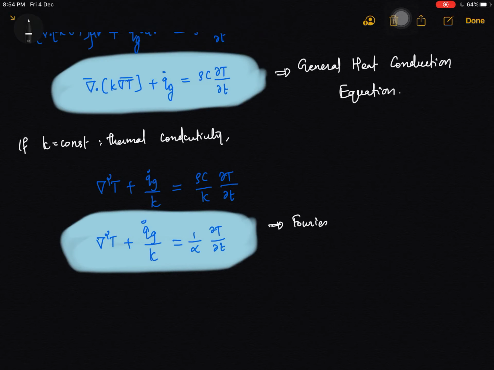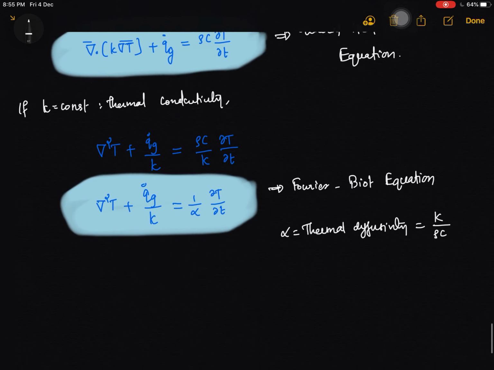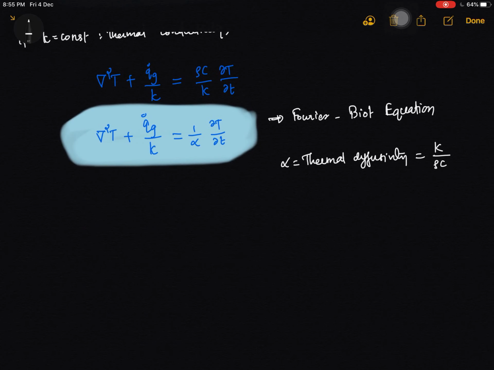This equation is called the Fourier-Biot equation, where alpha is the thermal diffusivity, equal to K by rho c, where K is the thermal conductivity, which is a transport property, and rho and c are the thermophysical properties of the medium.